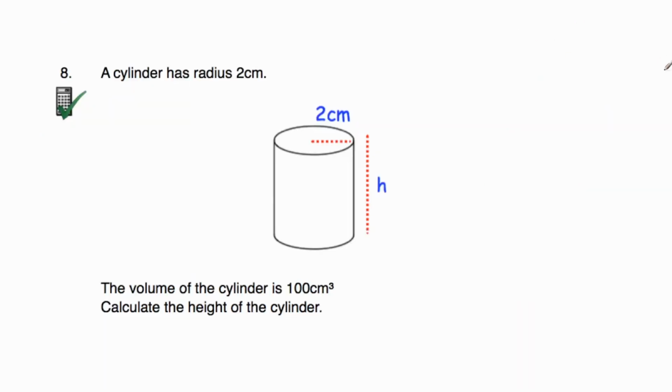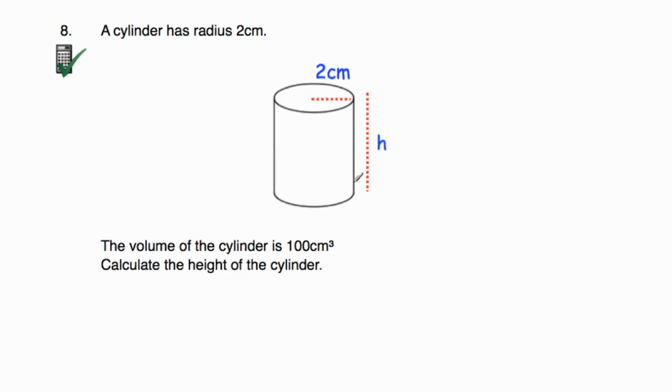Okay, let's have a look at our next question. Question number 8 says a cylinder has got a radius of 2 centimeters. So the radius of the cylinder is 2 centimeters. And we're trying to find the height of the cylinder, h, and we're told the volume of the cylinder is 100 centimeters cubed. And we want to find h, the height of the cylinder.